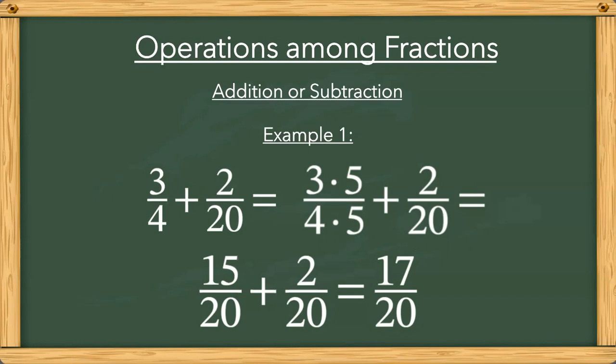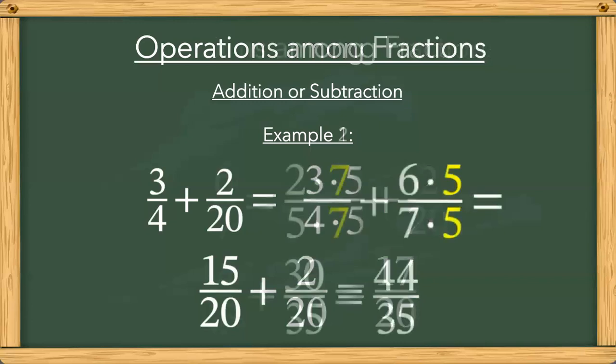We create the first fraction, 3 above 4, in order to have 20 as the denominator. So we multiply the numerator and the denominator by 5, and finally we get 20 as the denominator. We leave the second fraction as it is, and we add the numerators and leave the 20 as a denominator. So we get 17 above 20.